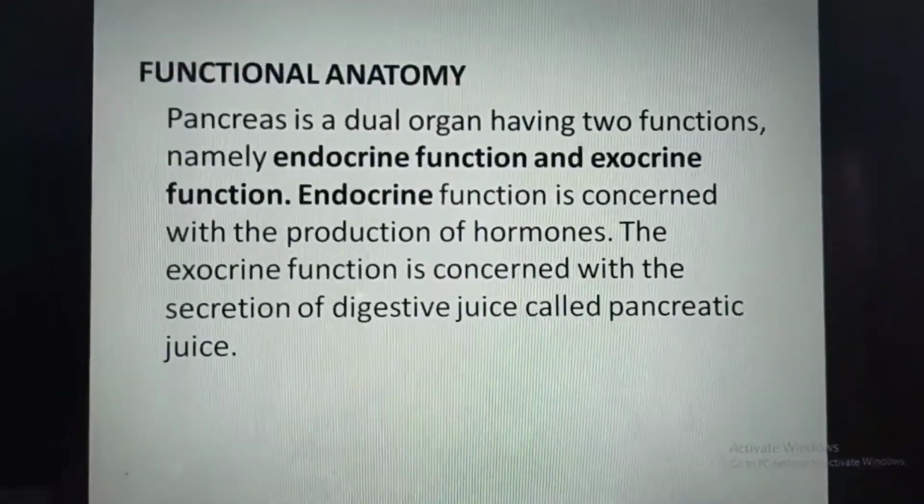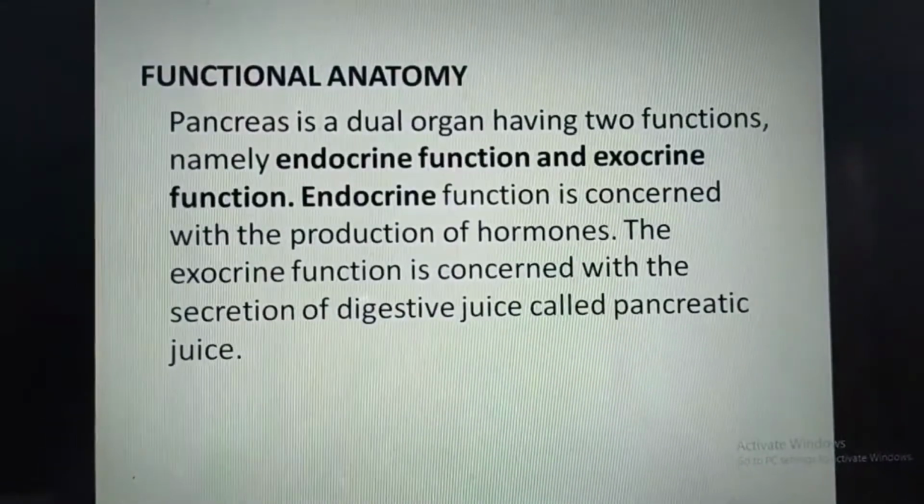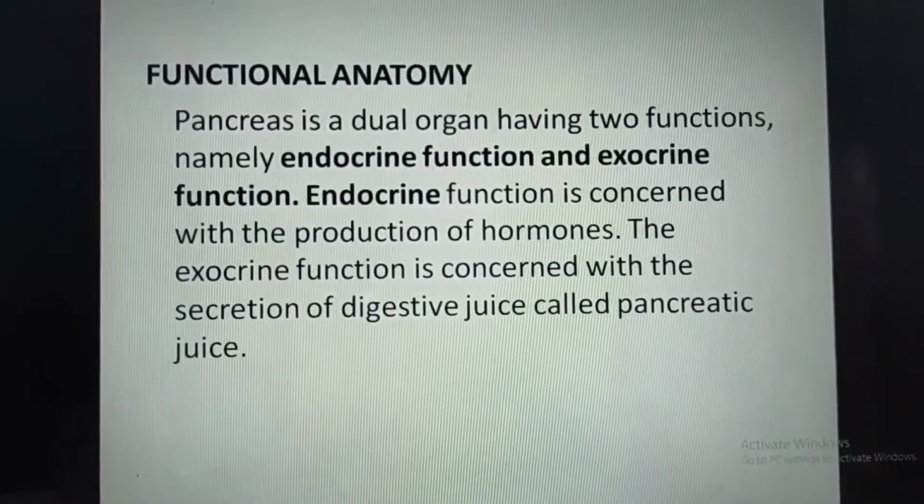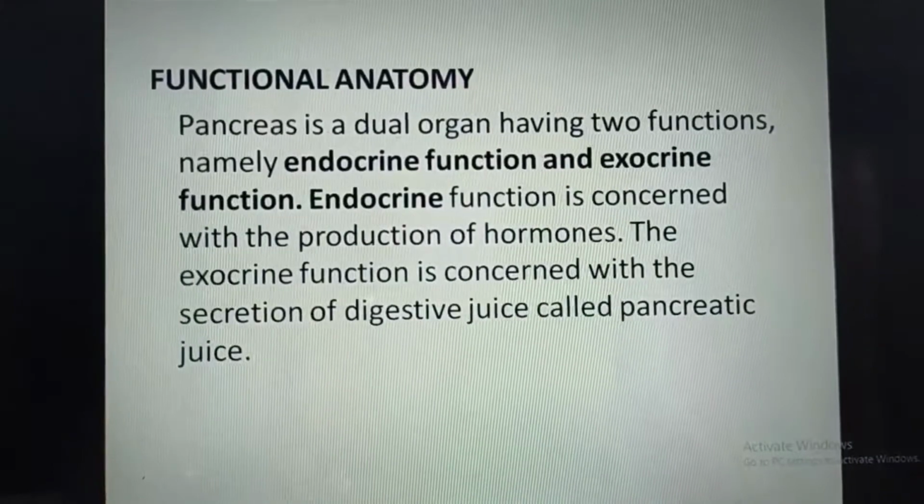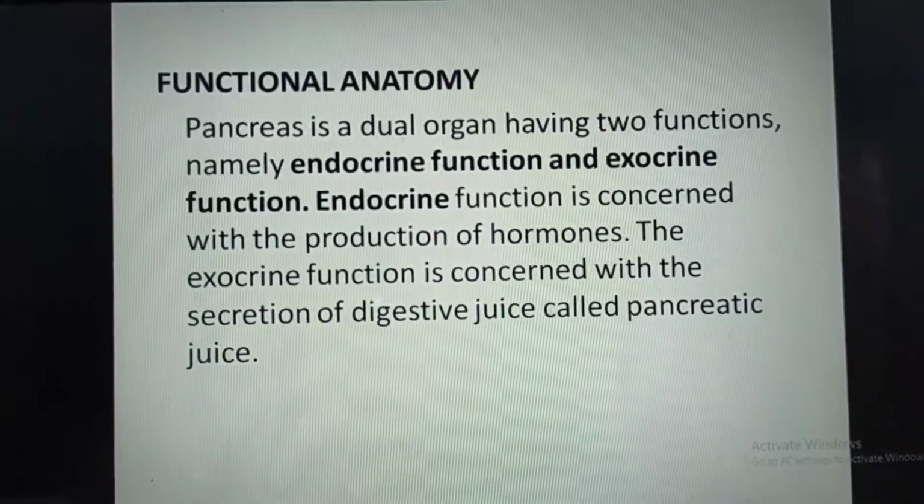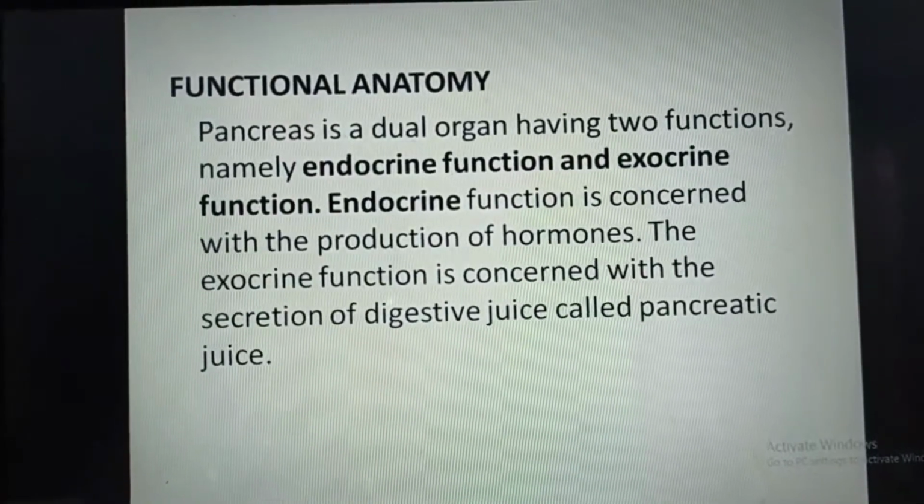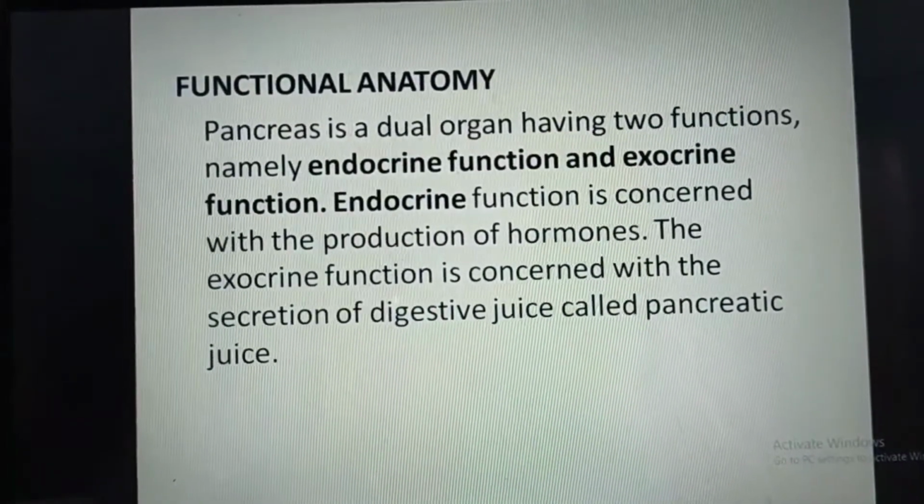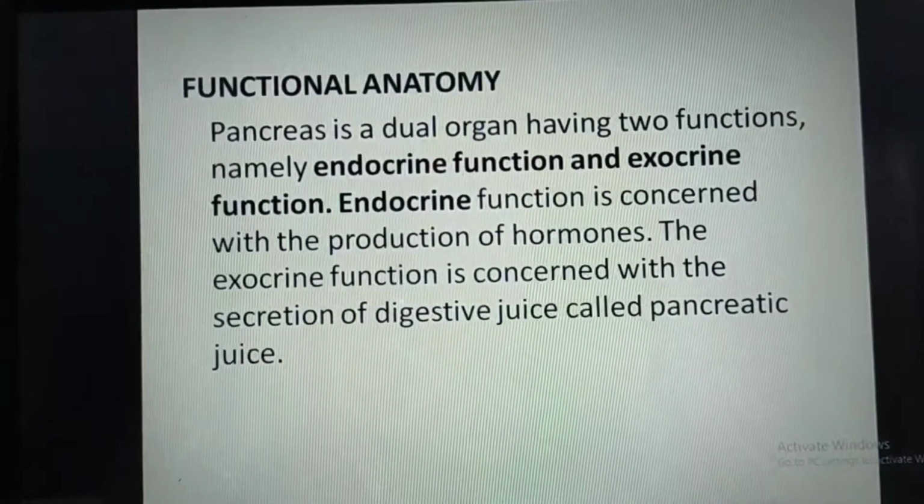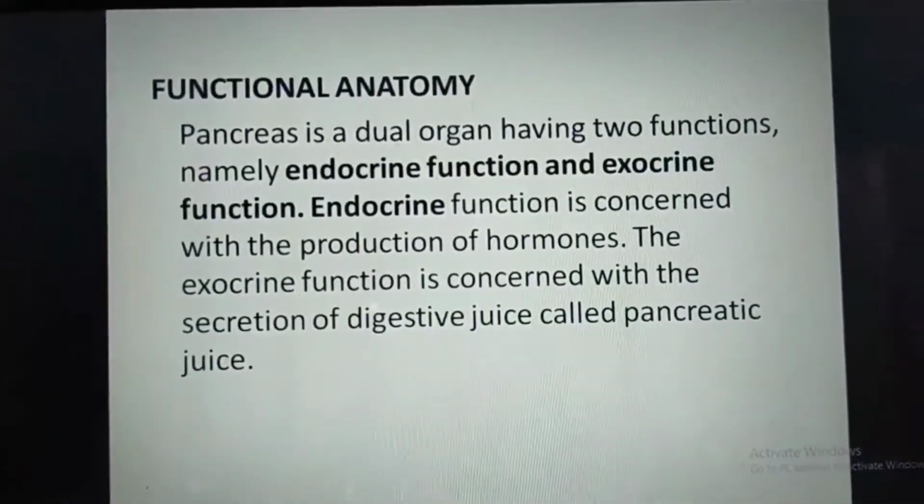First, we'll see the functional anatomy. Pancreas is a dual organ having two functions. First is the endocrine function and second is the exocrine function. Endocrine function is concerned with the production of hormones, and the exocrine function is concerned with the secretion of digestive juice called pancreatic juice.